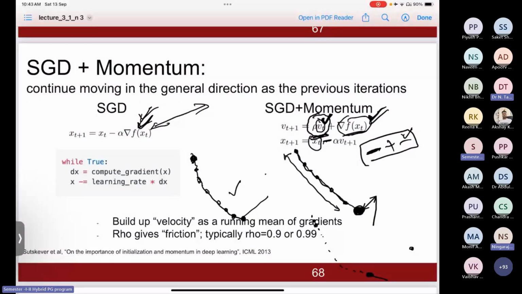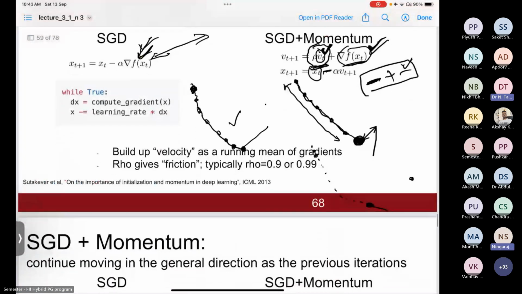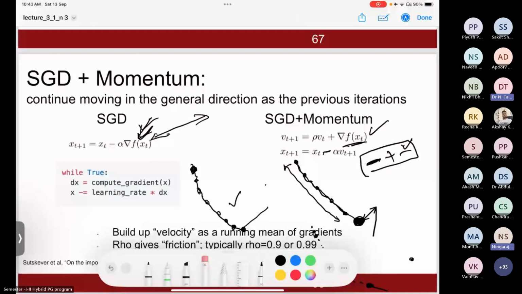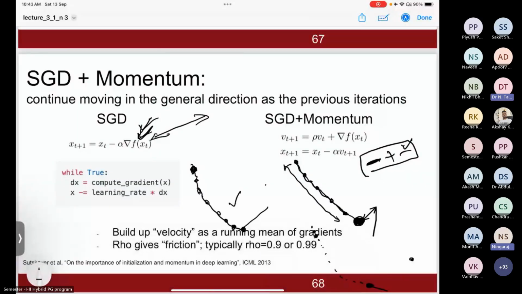Sir, when we multiply rho, the value 0.9 or 0.99, with VT for each and every iteration, the value of the multiplication factor rho into VT will keep on reducing for each and every iteration. And the time will come where rho into VT will be 0. At that time, what do we need to do? Yes, this is a very good point.